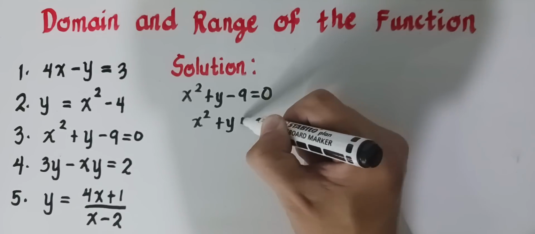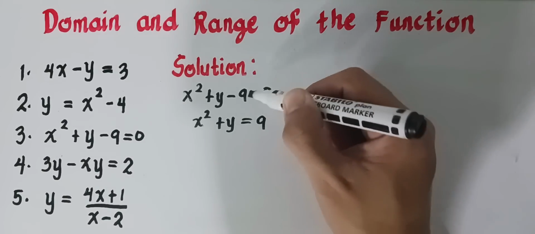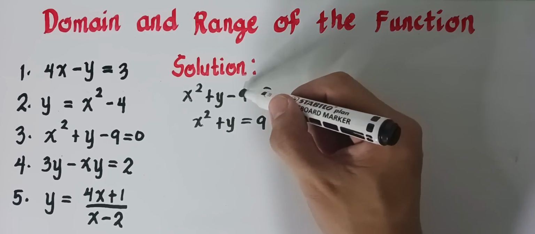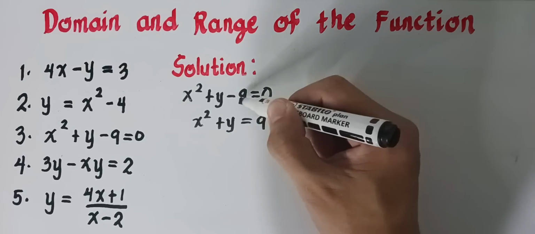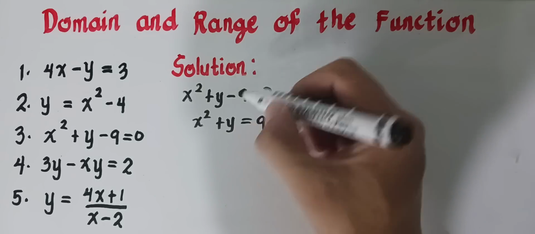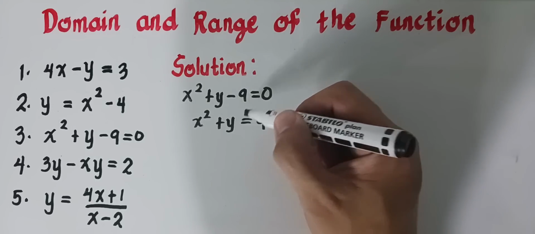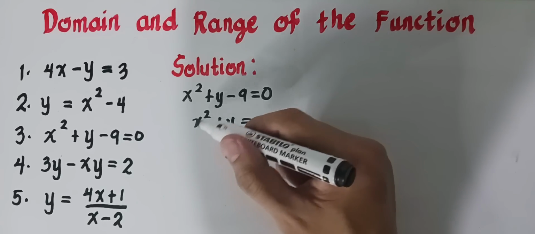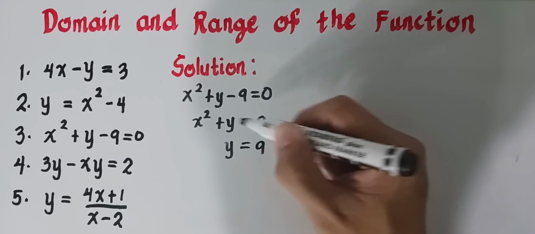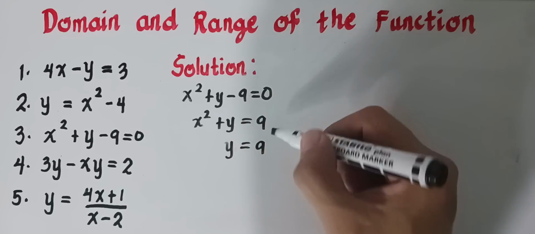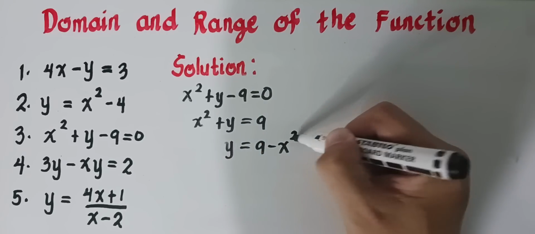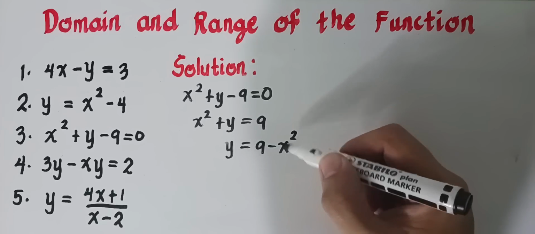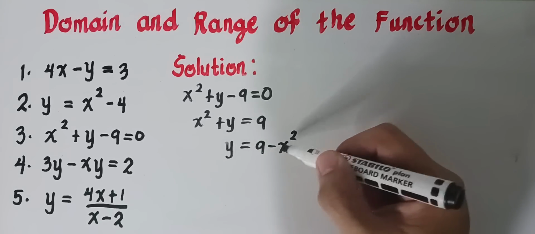plus y equals 9. Si negative 9, ilipat na muna natin sa kabila. Okay? Yung constant term natin, lipat sa kabila, magiging positive 9, kasi negative to. Okay, and then to find the domain, solve for y. So, y now is equal to, si positive x squared, magiging negative x squared. Yan. So, ito na yung magiging resulting equation natin. So, y equals 9 minus x squared.